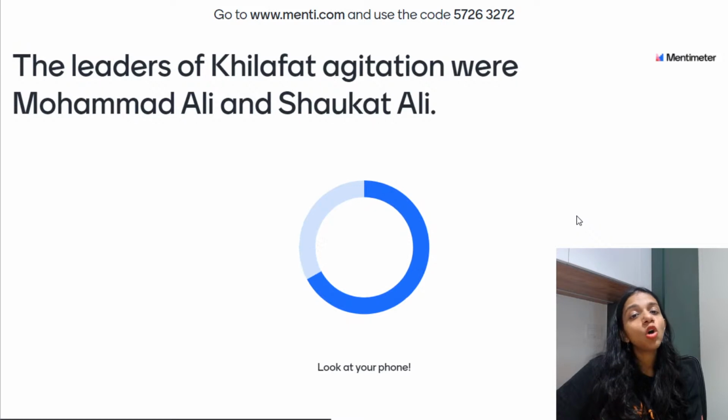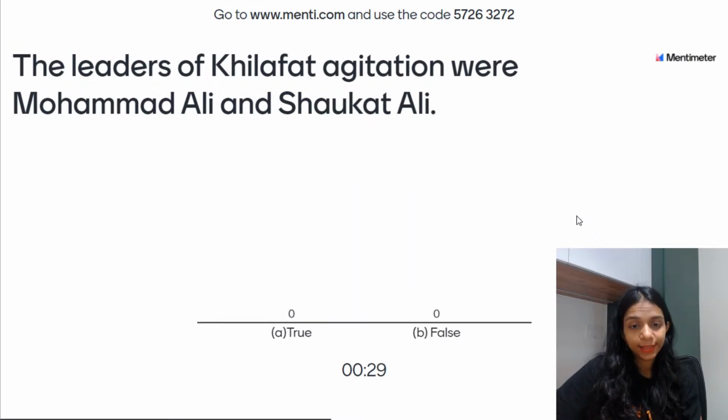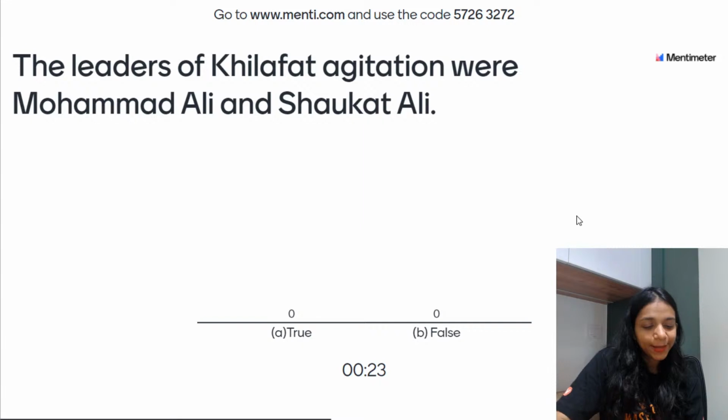Right. The leaders of Khalafat agitation were Muhammad Ali and Shaukat Ali. True or false? बहुत ही ये वाला क्वेश्चन तो लड्डू क्वेश्चन है गाइस. कम ऑन, ऐसे थाली में रख के आपको दिया जा रहा है.